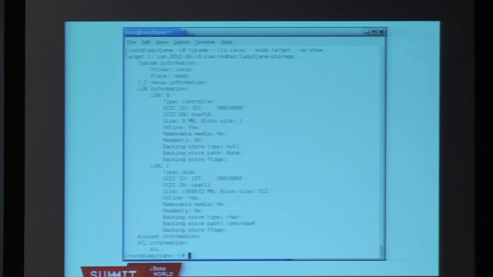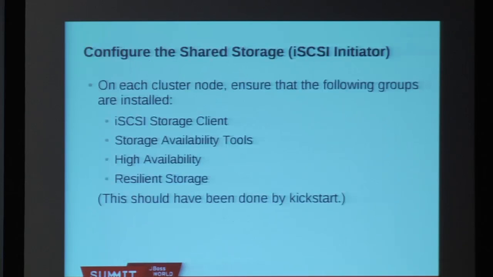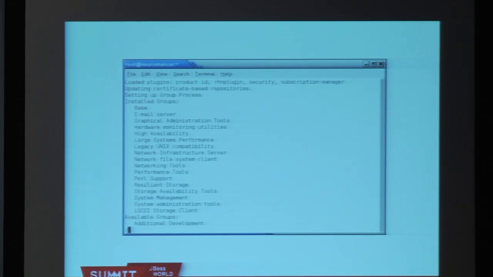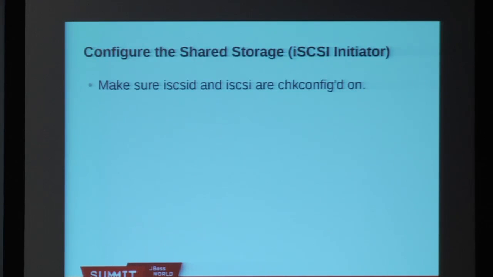Now what I need to do is connect the clients, the nodes in the cluster, to this shared storage. The way that I do that is, again, make sure that the iSCSI storage client, storage availability tools, HA and resilient storage RPM groups are installed. I did a real quick yum group list, made sure that they were indeed in there, so I know that I'm good to go.